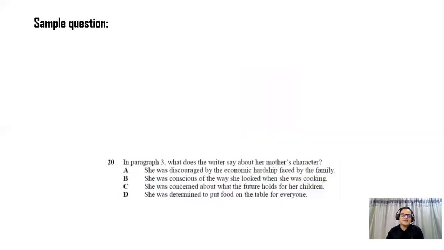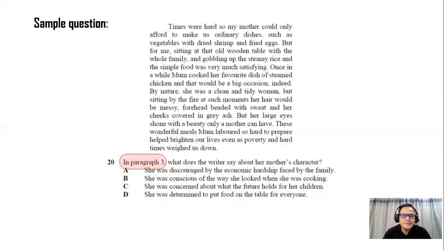Okay, next, question number 20. In paragraph 3, what does the writer say about her mother's character? So we can locate the information in paragraph 3. Now let's look at the keywords in the question. So we have what? And then we have the phrase, her mother's character. So let's go through the paragraph.